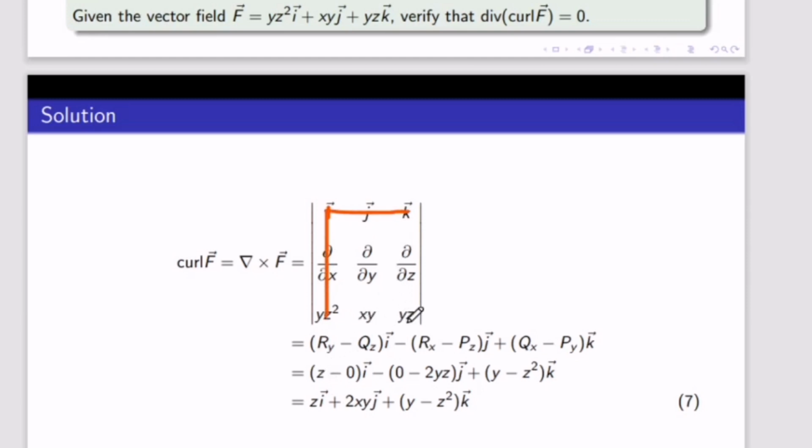So when you partially differentiate with respect to y, what are you going to get? You're going to get z, minus, when we take this one and partially differentiate with respect to z, you're going to get 0. Then you're going to get zi. That's what they had, the zi.